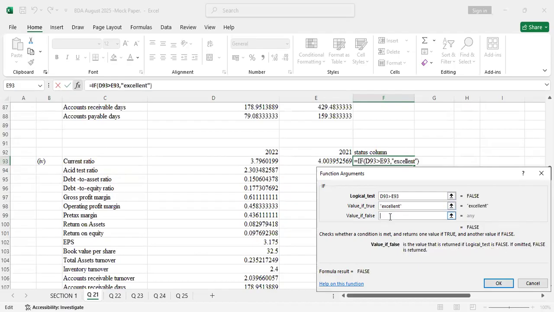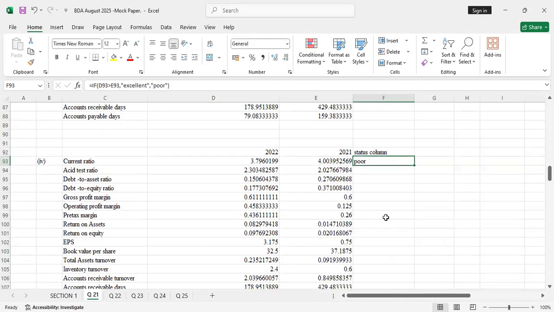So value if false, meaning that the values for 2022 are less than 2021, then how do you classify? You classify as poor. Value if false is poor. Then you just say okay.